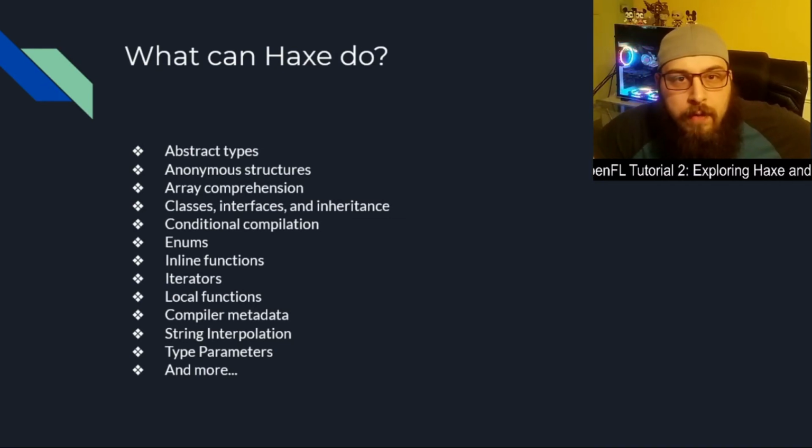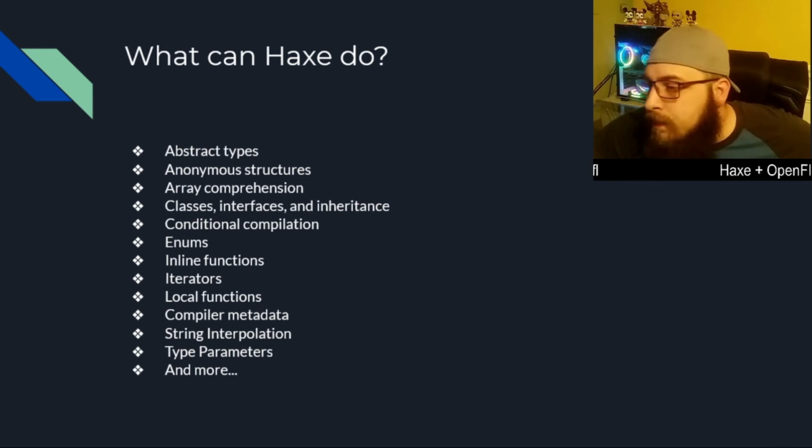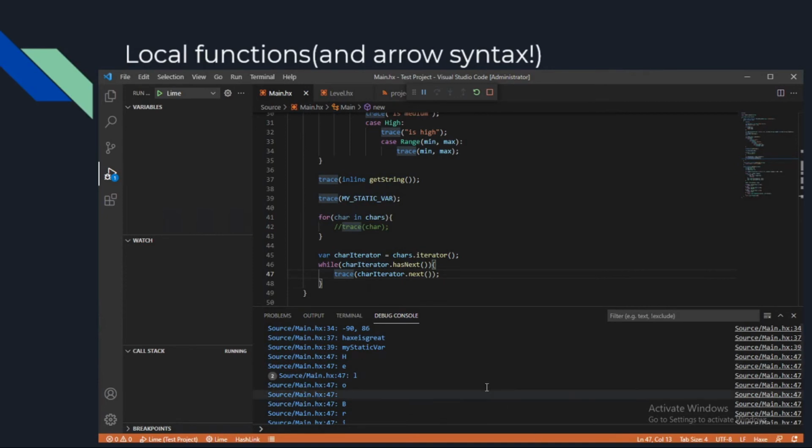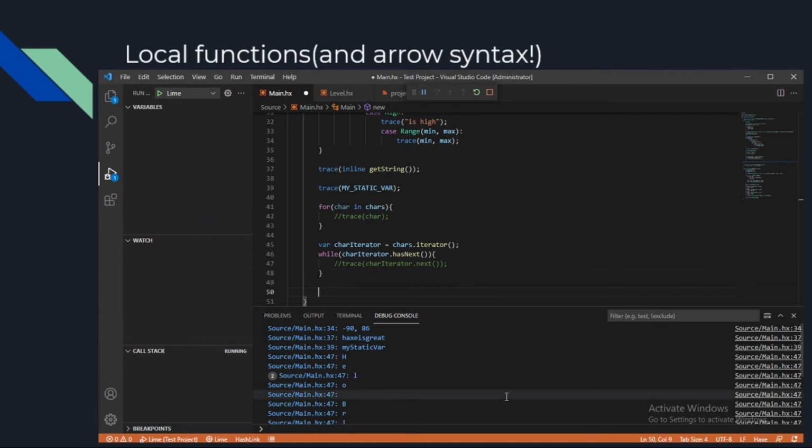Next, we're going to explore local functions and arrow syntax. Arrow syntax is a popular ES6 feature that finally made its way into Haxe in version 4. Functions in Haxe are not limited to class fields and can also be included within expressions as well. In the next example, we are going to look at using local functions and arrow syntax. First, let's go ahead and comment out our last trace statement. This way we don't clog up our debug console. Now in the next few lines, let's create our local function.